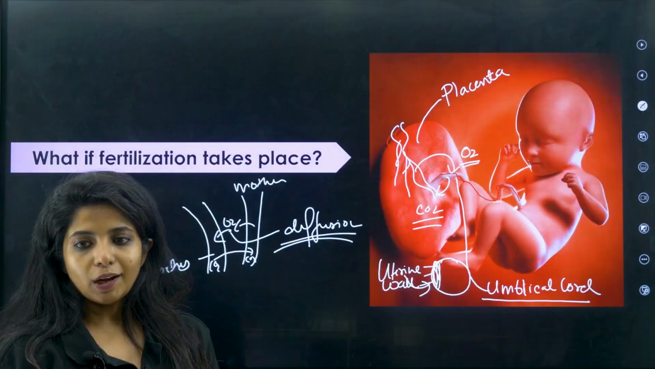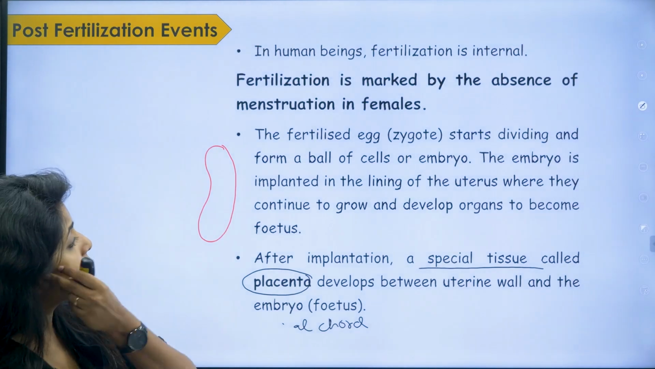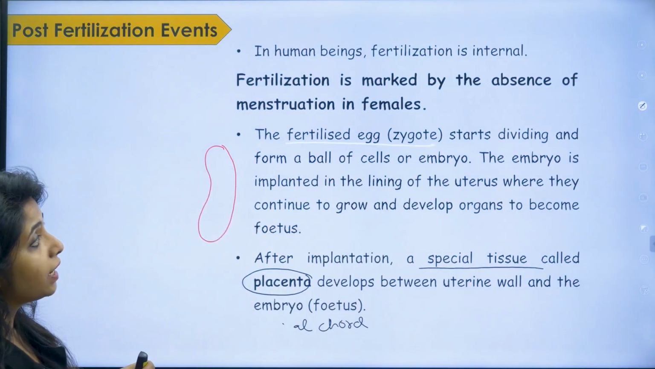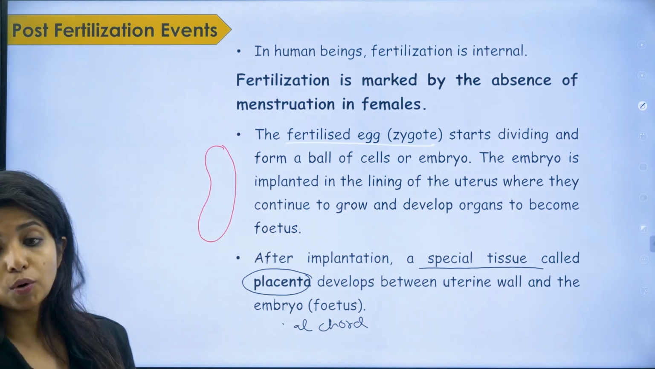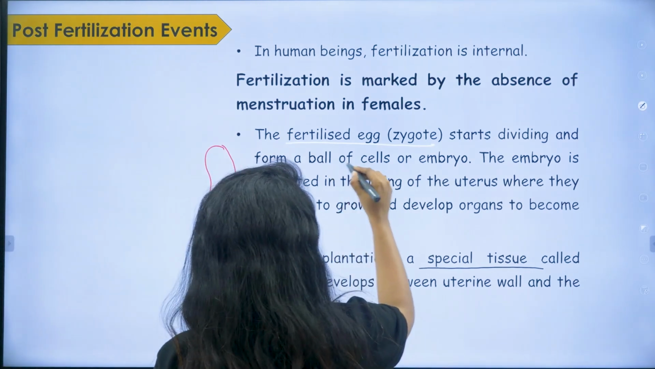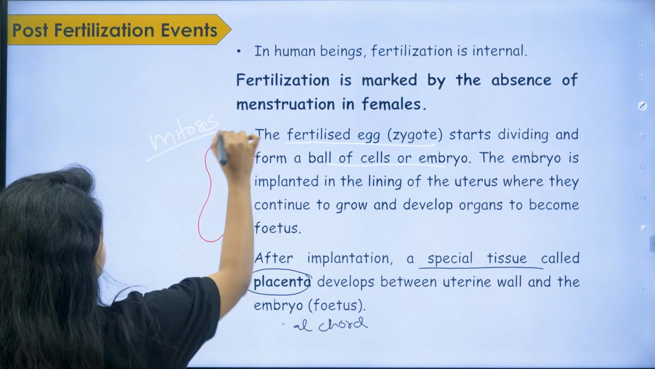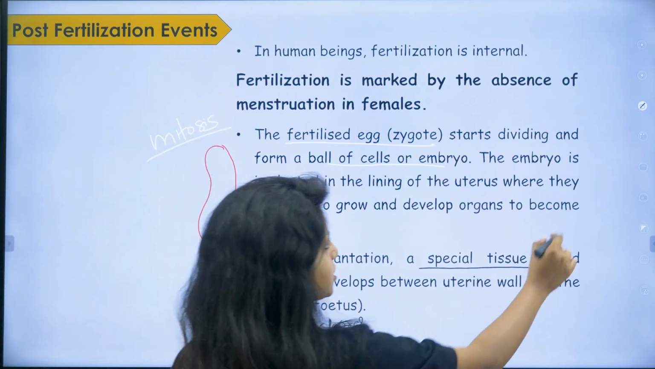Okay, now let's read it. The fertilized egg, the zygote, which is also known as the fertilized egg, starts dividing and forms a ball of cells, or embryo. What division is there, children? Mitosis or meiosis? It is mitosis.